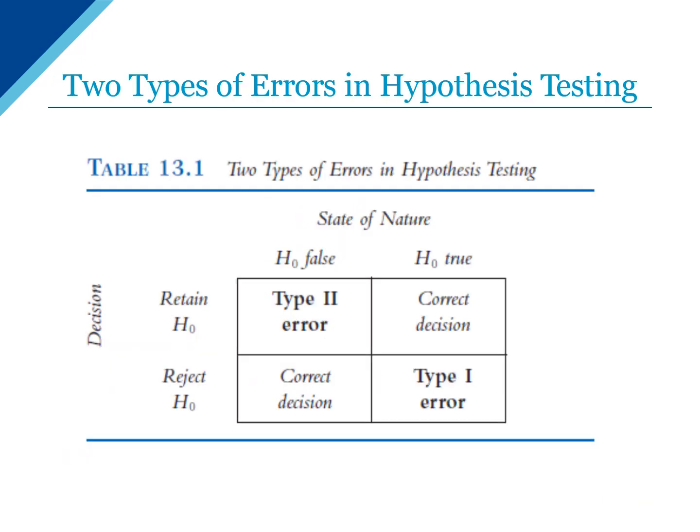In hypothesis testing, there are 2 types of error. Type 1 error is when we reject the null hypothesis when the null hypothesis is true, and type 2 error is when we do not reject the null hypothesis when it is not true.